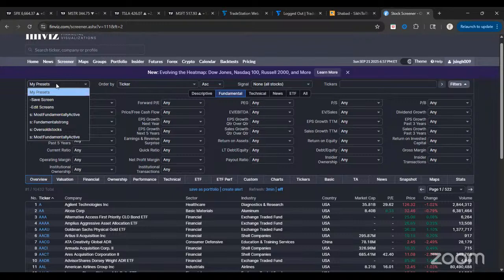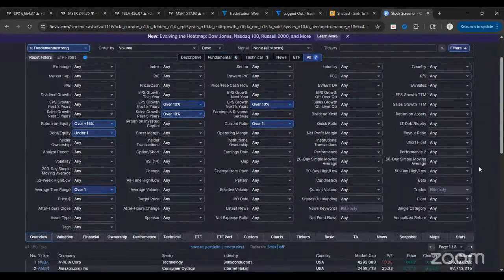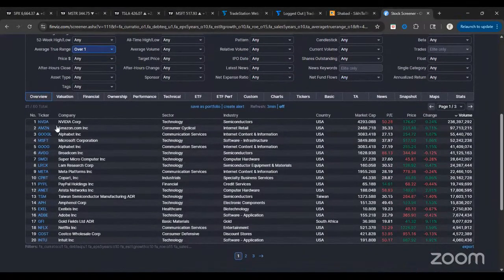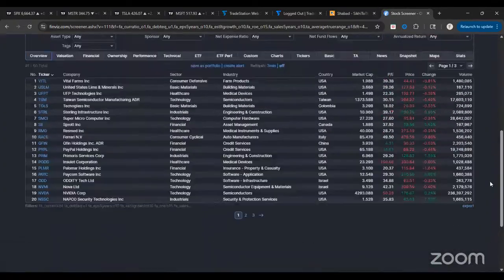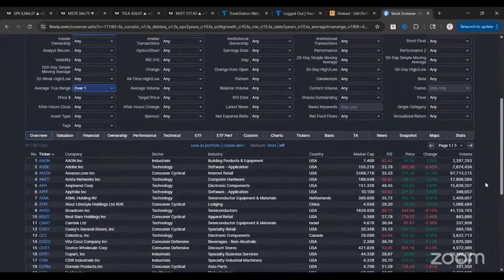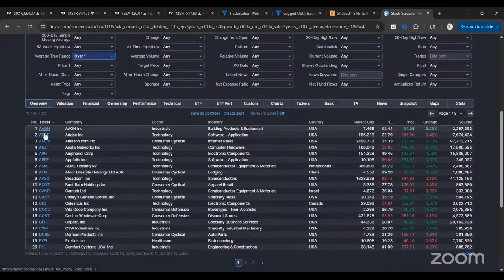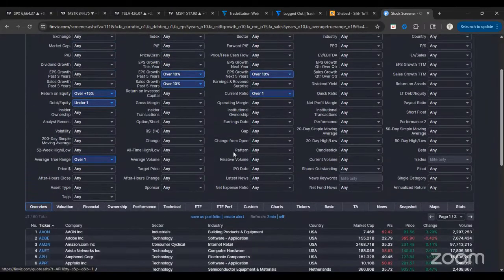I already have a screener that I use, and I labeled it fundamental strong. Let's take a look at that. I don't think AMC is that strong, and we can take a look at AMC. Let's see, does AMC even show up? Yeah, I don't see AMC there. Right? I don't see AMC there. And we can take a look.